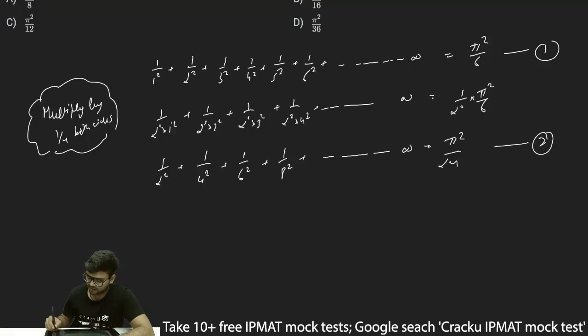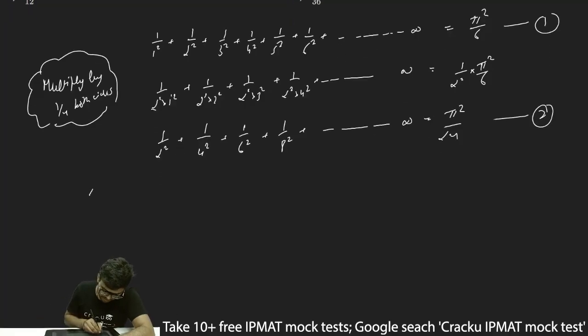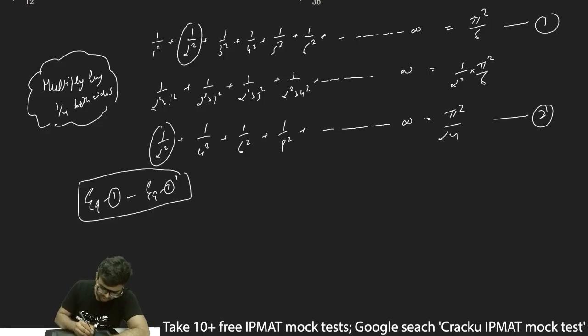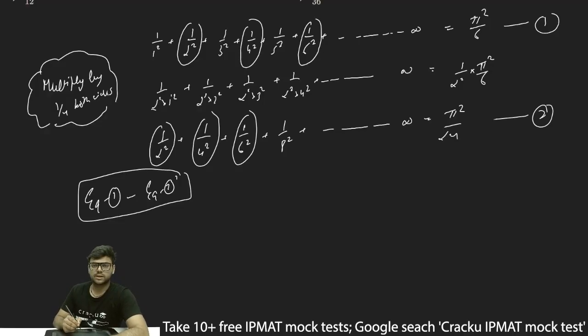Let's say this is my second equation. Now I'll perform the operation equation 1 minus equation 2. I can clearly say this is 1 by 2 square and 1 by 2 square. This will get cancelled. 1 by 4 square and 1 by 4 square will also get cancelled. 1 by 6 square and 1 by 6 square will also get cancelled.